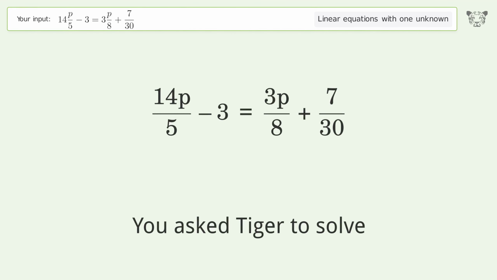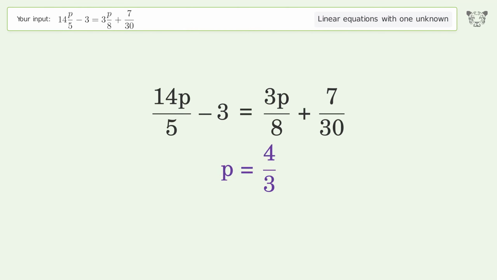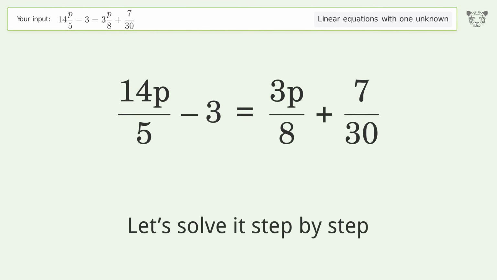You ask Tiger to solve. This deals with linear equations with one unknown. The final result is p equals 4/3. Let's solve it step by step.